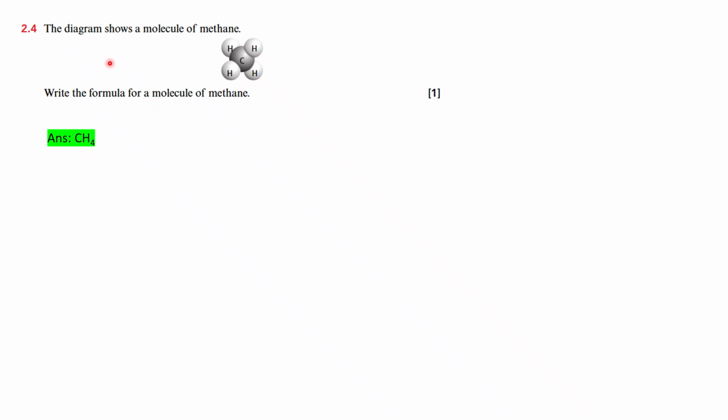Now the next question is the diagram shows a molecule of methane. Write the formula for the molecule of methane. Well, whenever you're writing a formula for any of the compounds given, you're just expected to count the number of atoms present and write those atoms in this form. That is what is called the molecular formula for that particular compound. So if we count over here, we can see that there is just one carbon and there are 4 hydrogens present. So this is the molecular formula for methane.